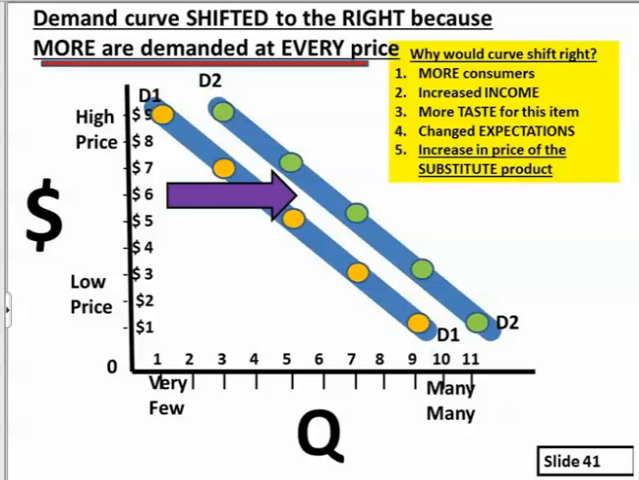Another example would be item 3 in the yellow block. What about if there's more taste for the item? And what would be an example of that? Well, let's say that tomorrow morning you get up and the Center for Disease Control in Atlanta publishes in all the newspapers and all the television reports that if people would start drinking 1 extra cup of coffee a day, that they would have less chance of having cancer.